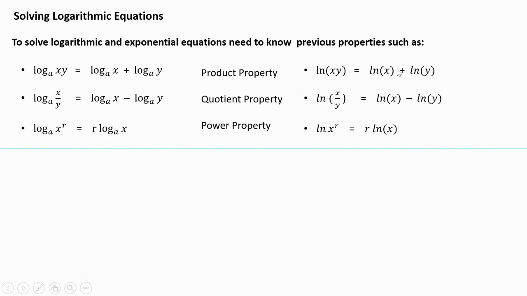So when you multiply, you can add them, but you separate both ln's. This is called the natural log. In a similar fashion, when you divide, you subtract, and the exponent goes to the front.